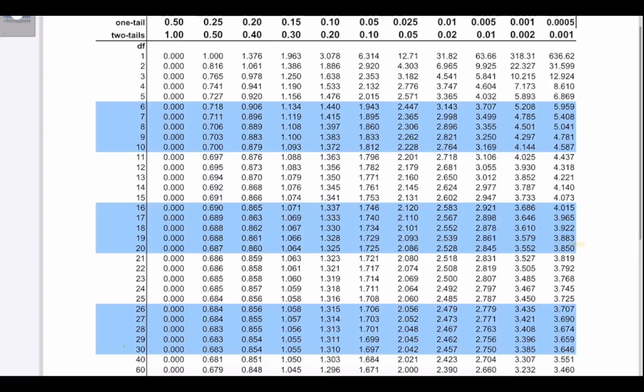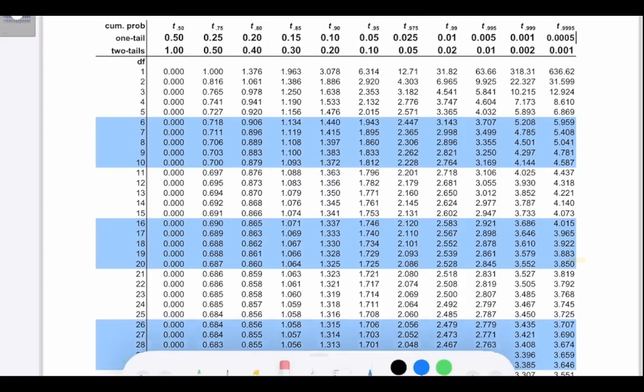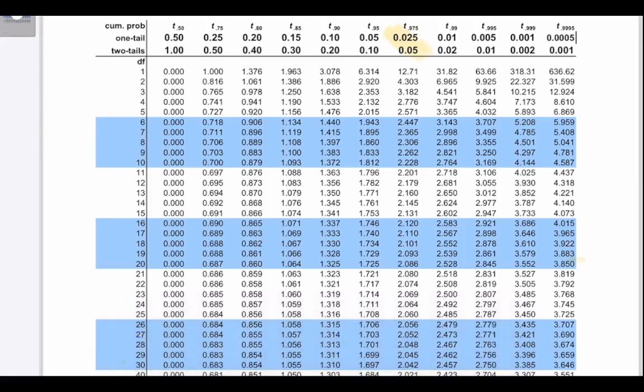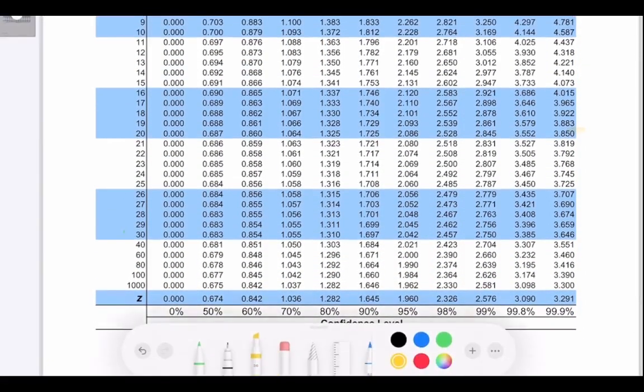We're looking for 2 tails. So we're looking for 2 tails of 0.05, 0.025 in each tail. We can also scroll to the bottom of our T chart and see our confidence level. Our confidence level being right here, 95% confidence level. So that's great. We're going to look up T at 31 degrees of freedom.